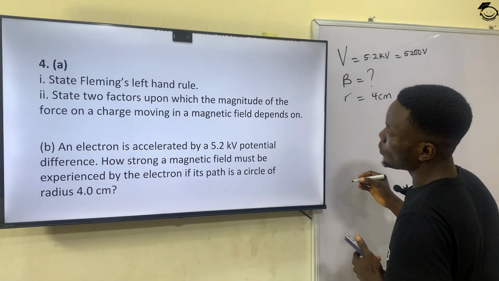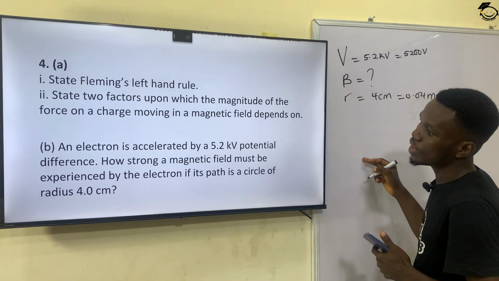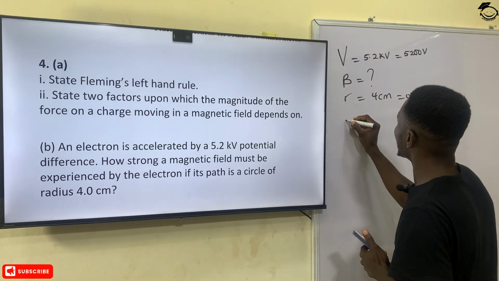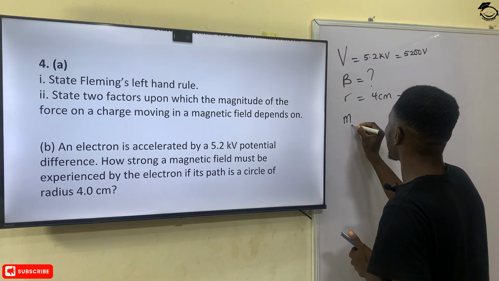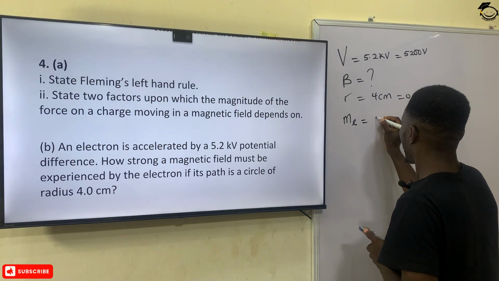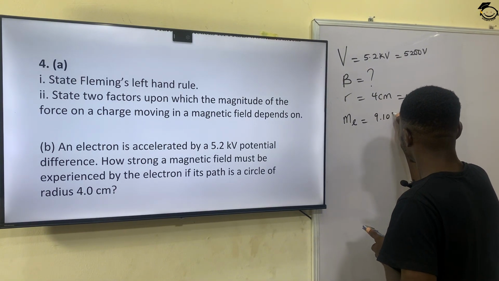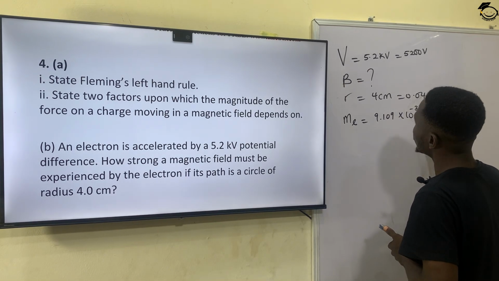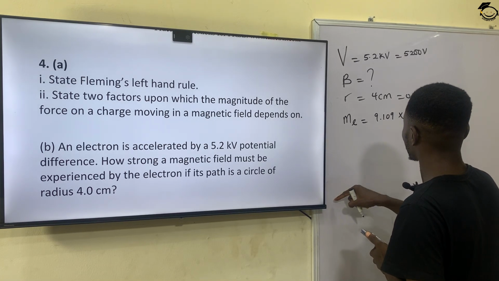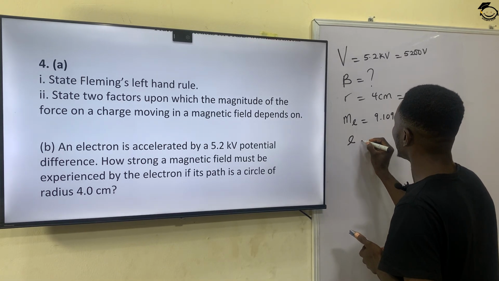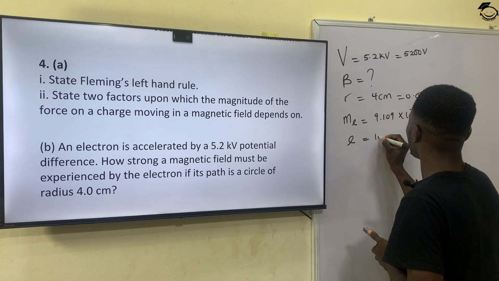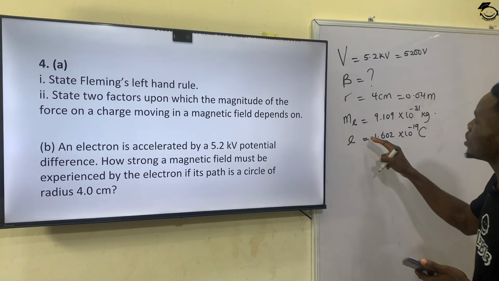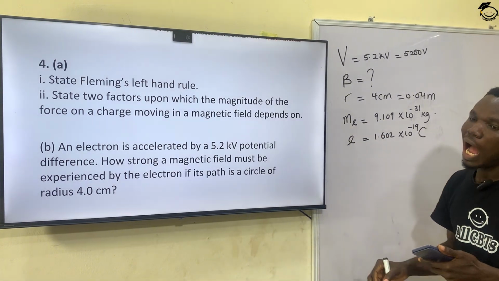So we are looking for the strength of this particular magnetic field. And they are talking about an electron, so we have to talk about the mass of the electron. The mass of the electron is a constant, which is 9.109 times 10 raised to power minus 31 kilogram. And we also have to talk about the charge of the electron. The charge of the electron is 1.602 times 10 raised to power minus 19 coulomb. So both the mass of the electron and the charge of the electron are constants.